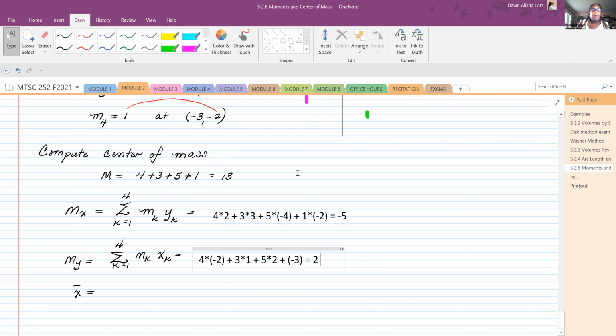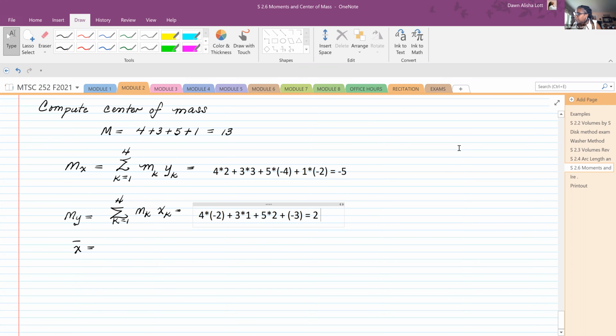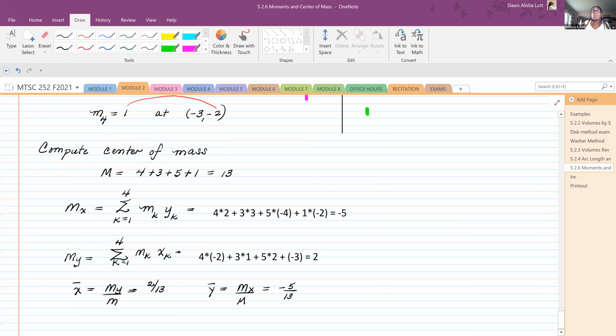Okay, so X bar is My over M. So that is 2 over 13. And Y bar is Mx over 13. And so that is -5 over 13. Okay, so that's how you find the center of mass of a simple plane region like that.